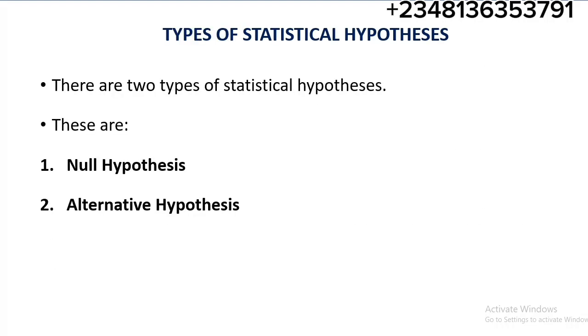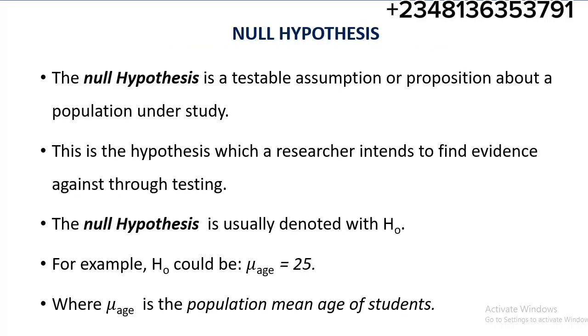Types of statistical hypothesis. There are two types of statistical hypothesis. These are the null hypothesis, and the alternative hypothesis. The null hypothesis is a testable assumption or proposition about a population under study. This is the hypothesis which a researcher intends to find evidence against through testing.